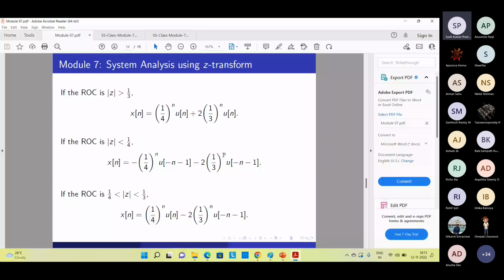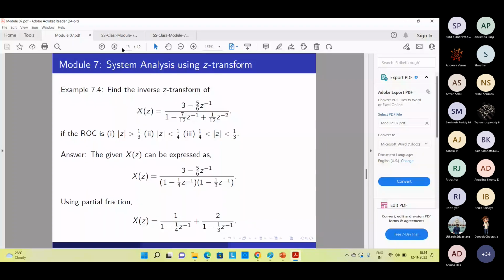If your region of convergence is between mod z greater than 1 by 4 and less than 1 by 3, your inverse z transform will be x of n equal to 1 by 4 to the power n u of n minus 2 into 1 by 3 to the power n u of minus n minus 1. Okay, so these are the different ways we can find the inverse z transform, depending upon what ROC is given. So remember, whenever you find an inverse z transform, you should see what ROC is given, and based on that you have to find its inverse z transform.